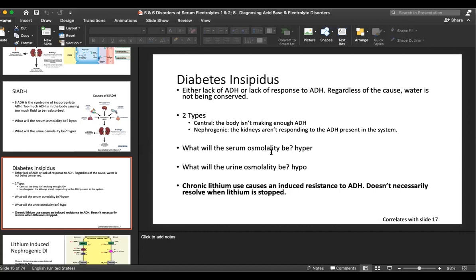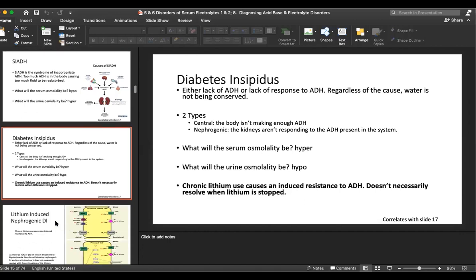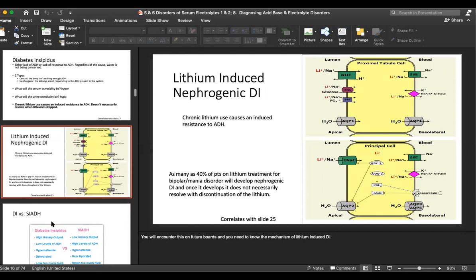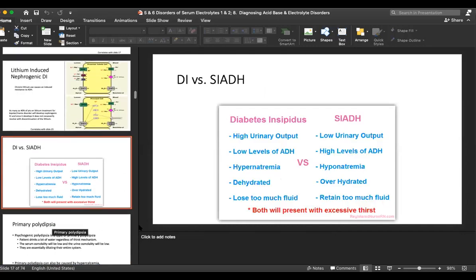Know that chronic lithium use causes induced resistance to ADH, and it may not resolve. So know that lithium goes along with nephrogenic diabetes insipidus. And we've got a whole slide here, so probably good to know. Looking at it again, SIADH versus DI. If you have any questions, please ask me.